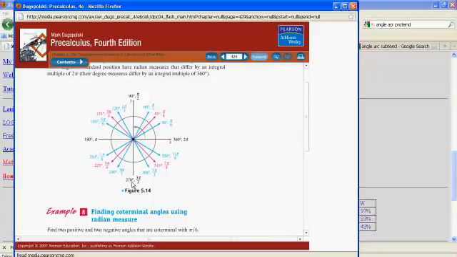And 270 degrees, 3 pi over 2. And 300 degrees, 5 pi over 3. And 315 degrees, 7 pi over 4. And 330 degrees, 11 pi over 6. 360 degrees, 2 pi. So try to get used to this figure and memorize all those commonly used angles, both in degrees and radian measures.